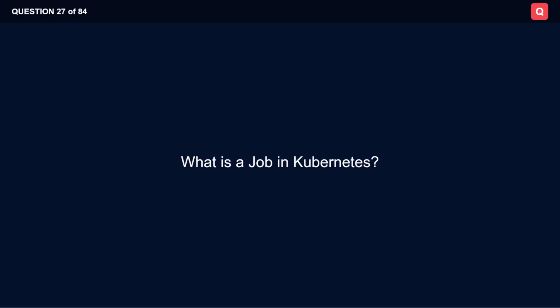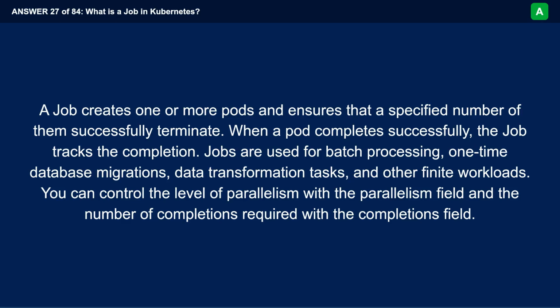What is a job in Kubernetes? A job creates one or more pods and ensures that a specified number of them successfully terminate. When a pod completes successfully, the job tracks the completion. Jobs are used for batch processing, one-time database migrations, data transformation tasks, and other finite workloads. You can control the level of parallelism with the parallelism field and the number of completions required with the completions field.